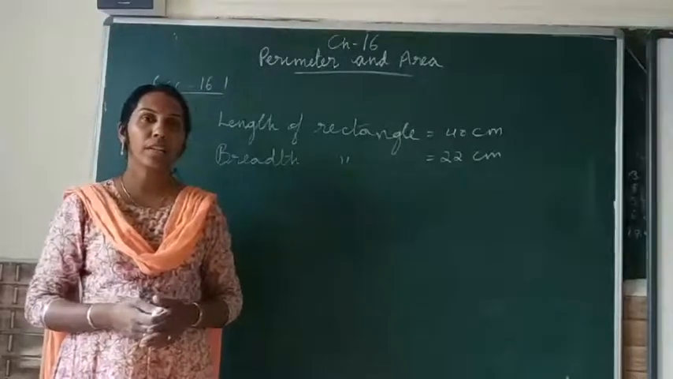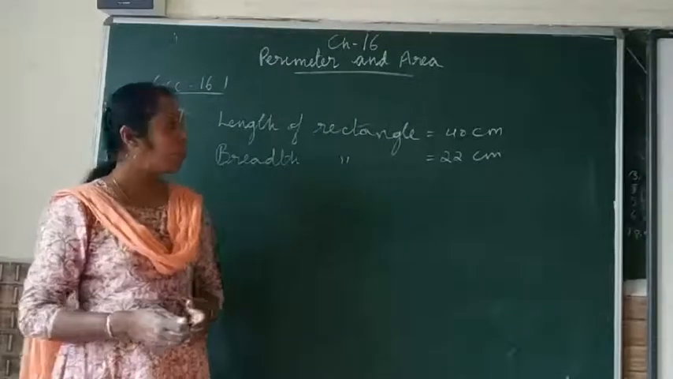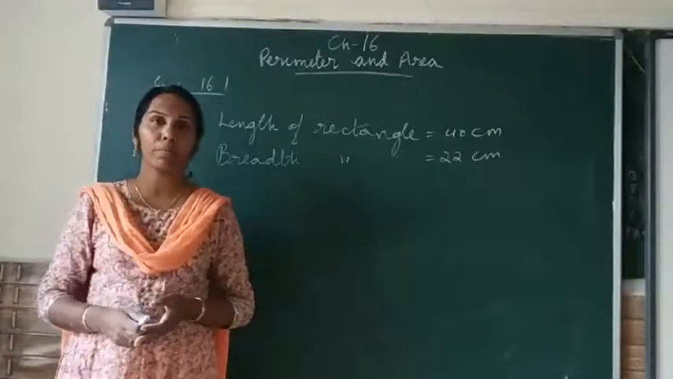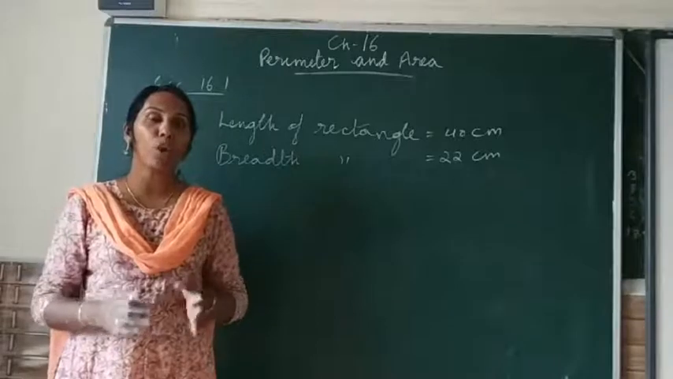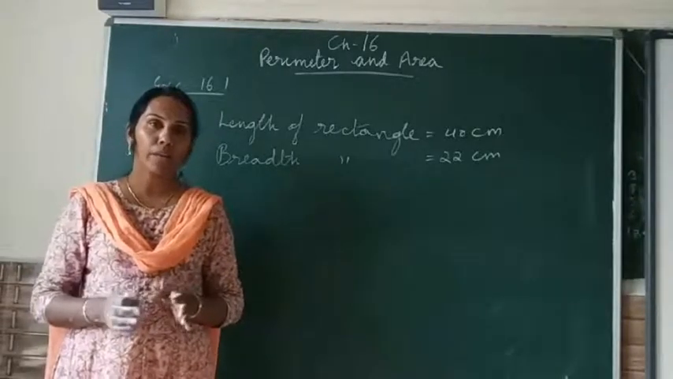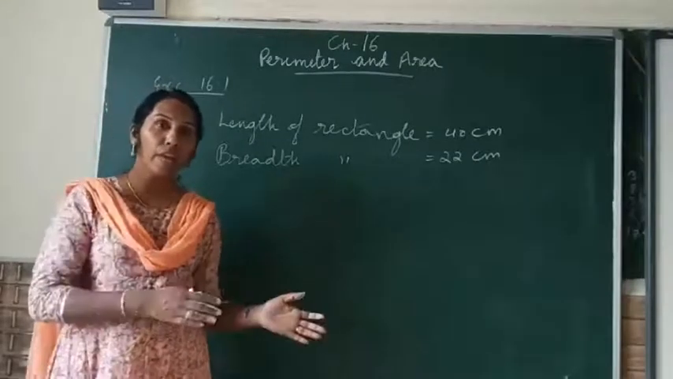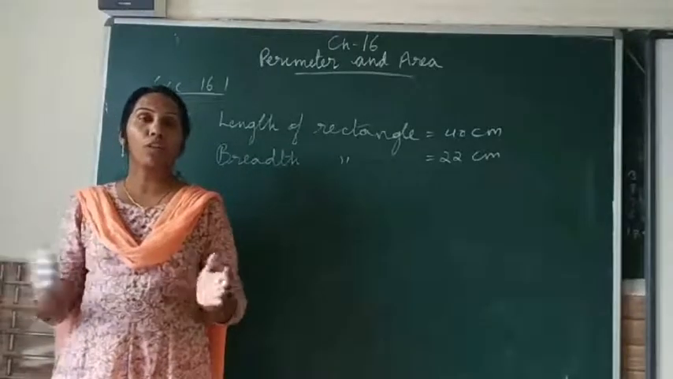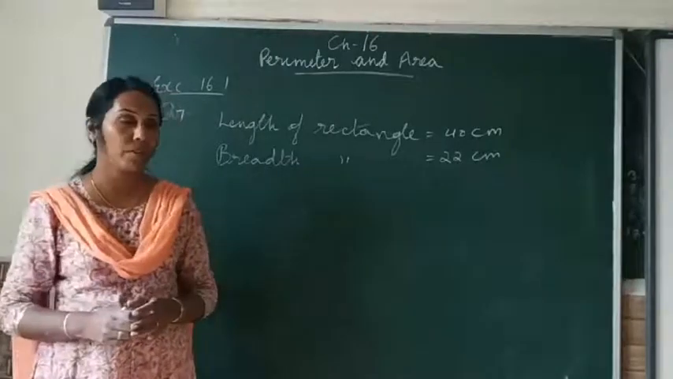In this question, a wire is bent to form a rectangle with its length 40 cm and breadth 22 cm. Now the question is that if this wire is rebent to form a square, what will be the side of the square? And out of these two figures, the rectangle formed or with the same wire, the square formed, which shape encloses more area and by how much? So this is the question.